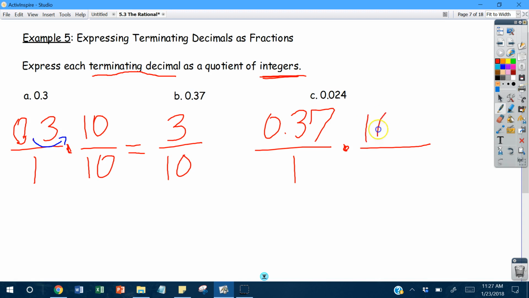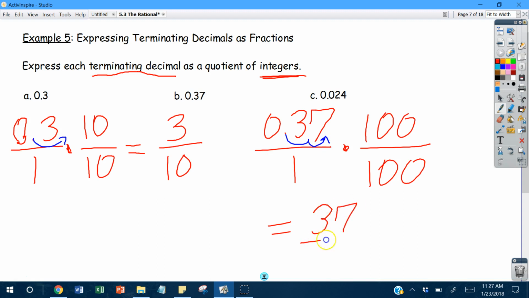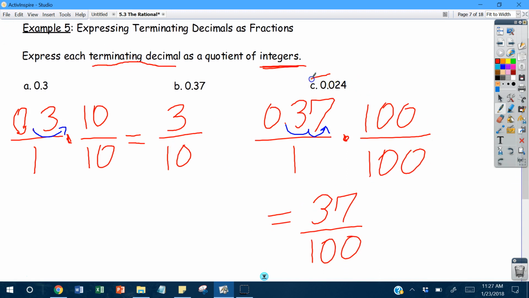I can actually take this and multiply it by 100 over 100, which isn't going to change the number. Multiplying by 100 moves this decimal place 2 to the right, so instead of giving me a decimal, it now gives me the number 37, which is an integer. And 1 times 100 gives me 100 in the denominator. So this is a way to write these numbers as fractions. I'm just going to do this one down here.